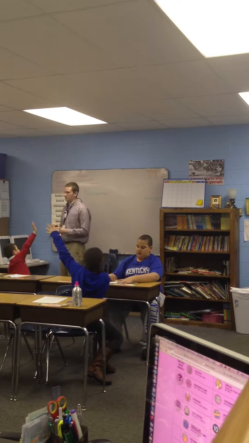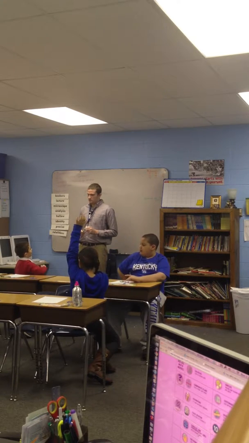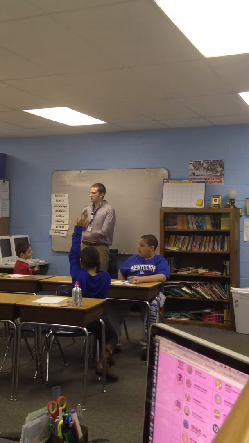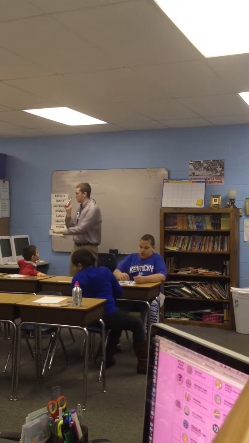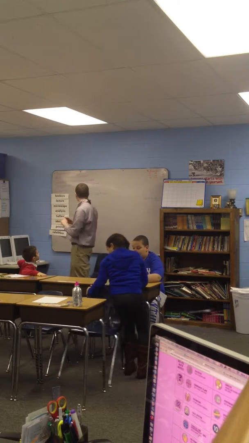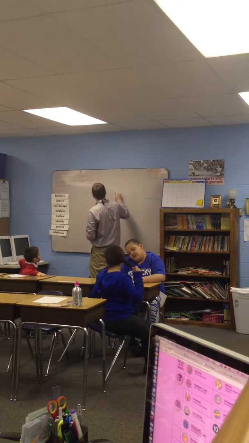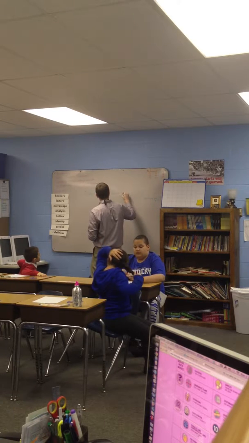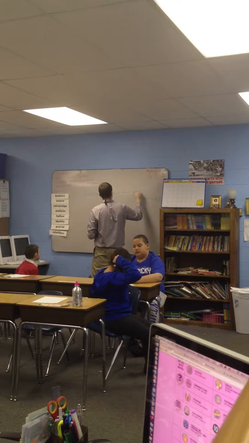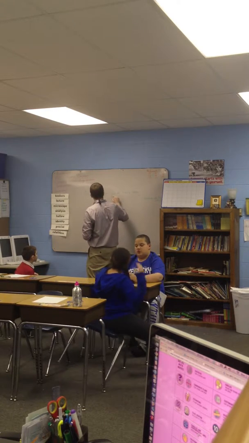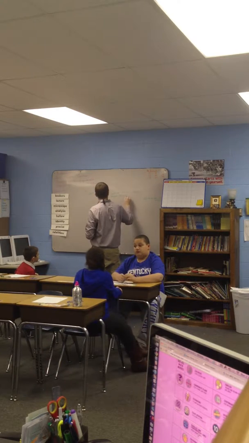What are intersecting lines? Ron? Where two lines cross. Or more. It could be two or more. Just when they cross, they intersect. So we said two or more lines that cross.